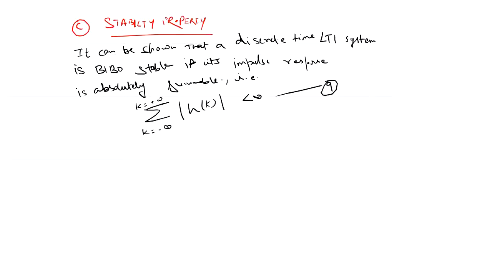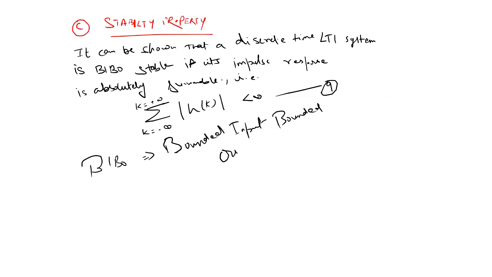So if we sum our impulse response from k equals minus infinity to plus infinity, the summation value we get should be bounded. This is called BIBO stability. What is BIBO? Basically, if we give a bounded input and obviously get a bounded output, then the system is stable. So BIBO means bounded input, bounded output: B stands for bounded, I for input, then again bounded, and O stands for output.